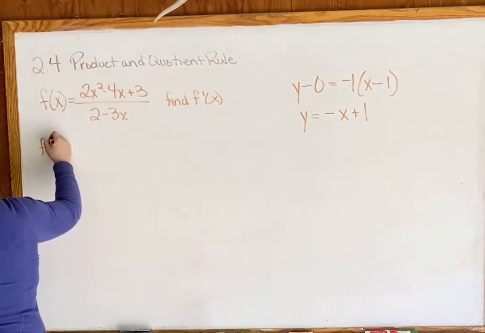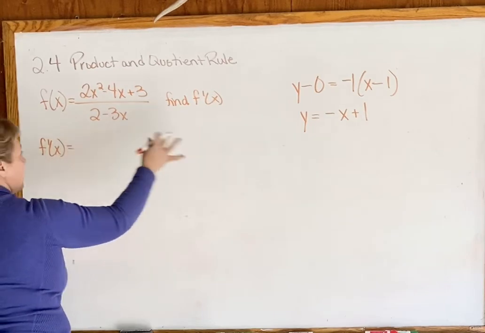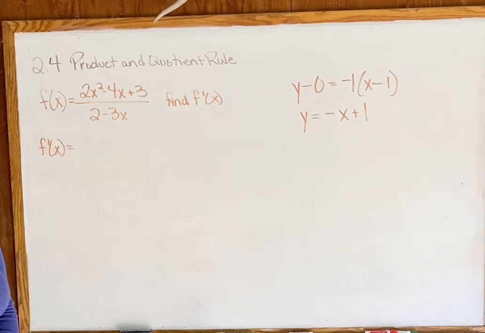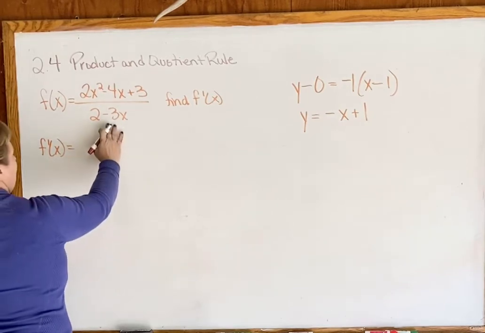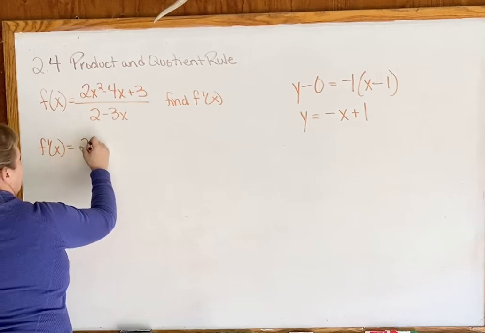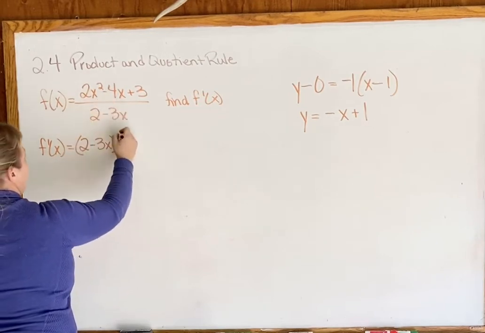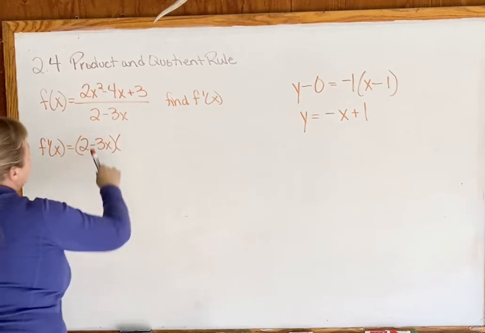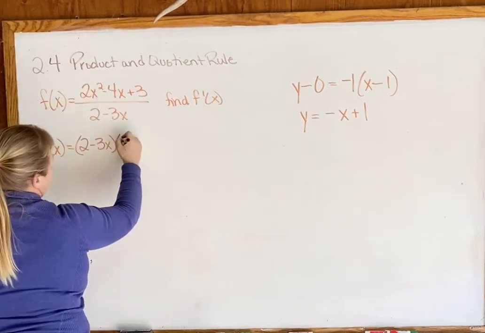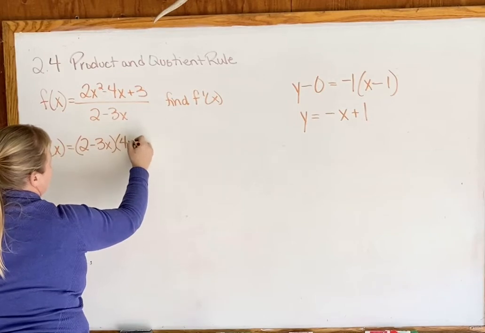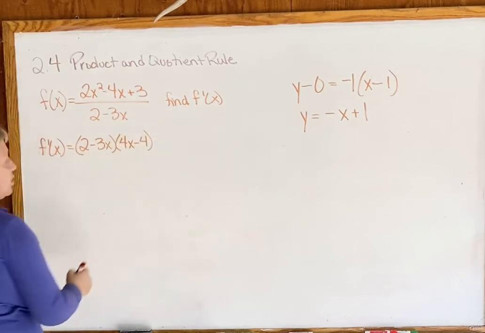If we want f prime of x, now I know I erased it over there, so you got to get that little mantra in your head: low d high, minus high d low. Low d high. So low means we're going to start with this guy, 2 minus 3x, and then the derivative of the top guy. The derivative of the top guy is going to be 4x minus 4. Does that look good?